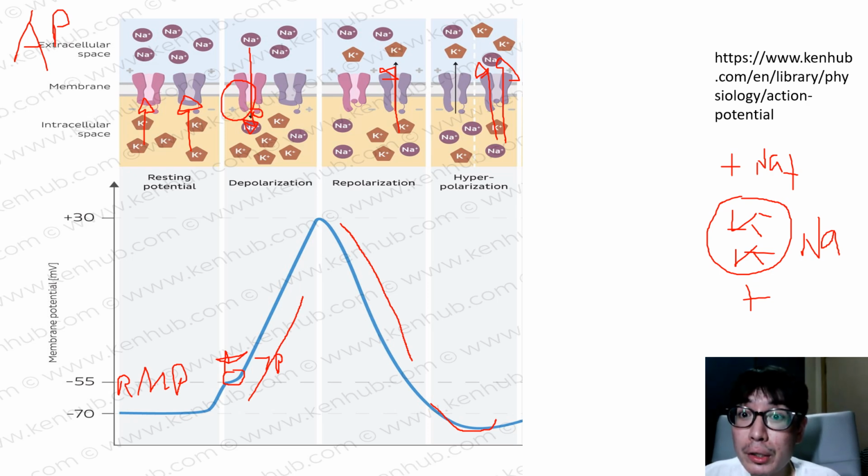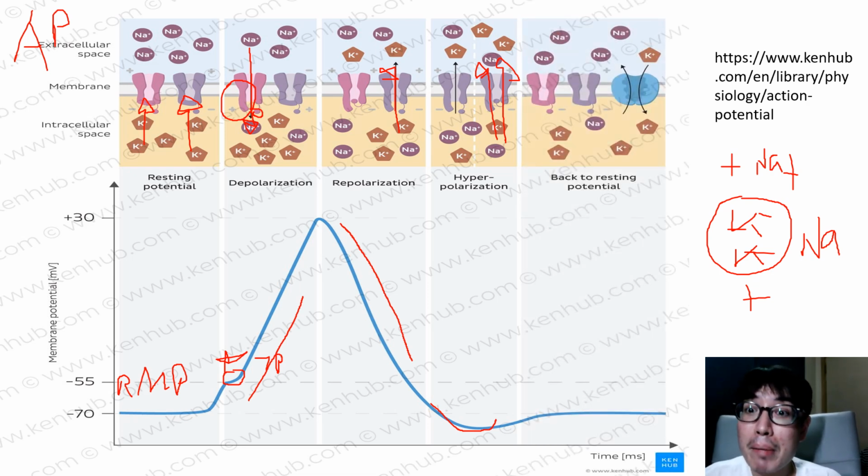Eventually, though, the conductance to potassium will go back to its normal resting level, and the membrane potential will be back to the RMP, which is around negative 70 millivolts.